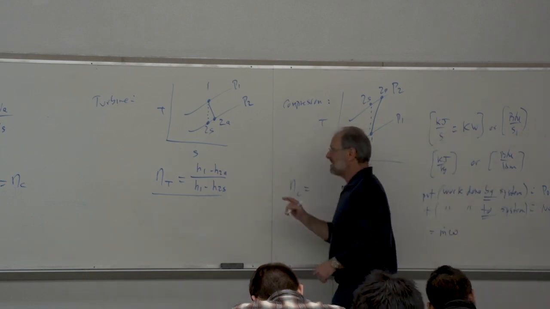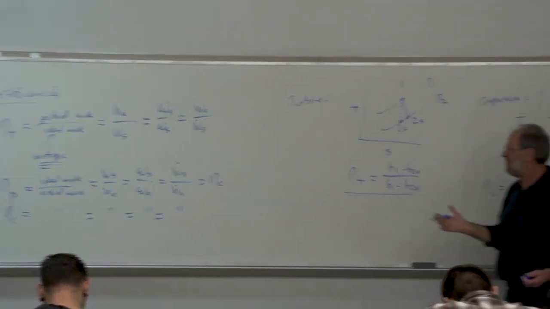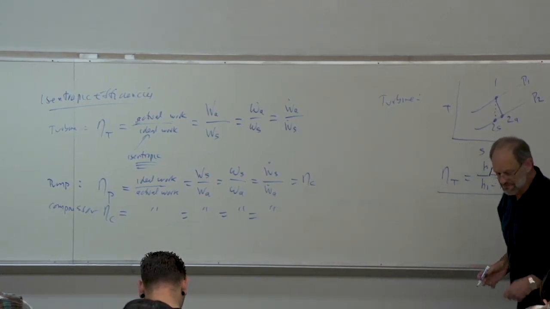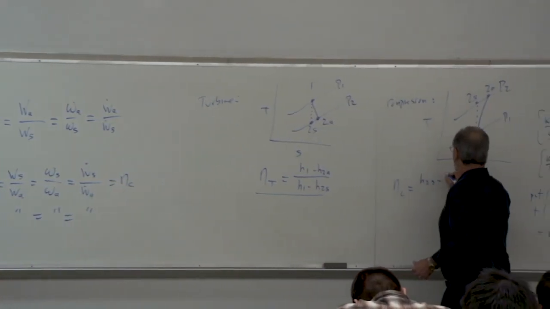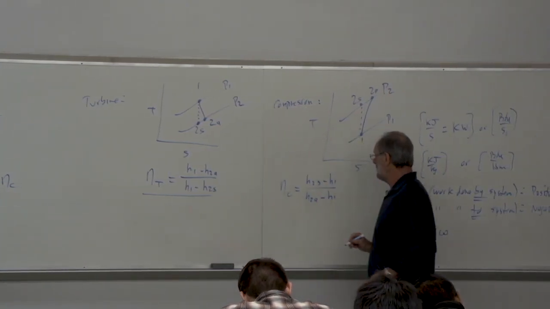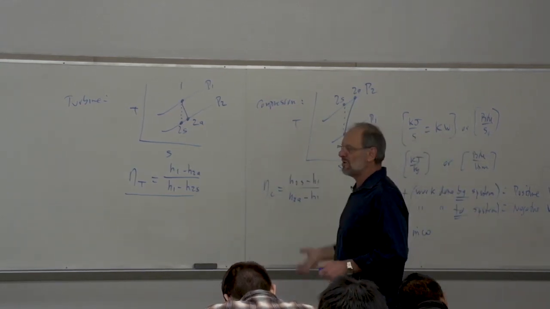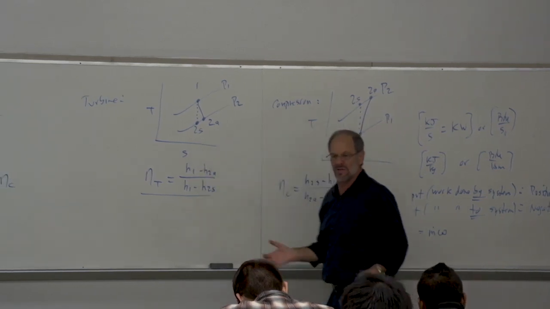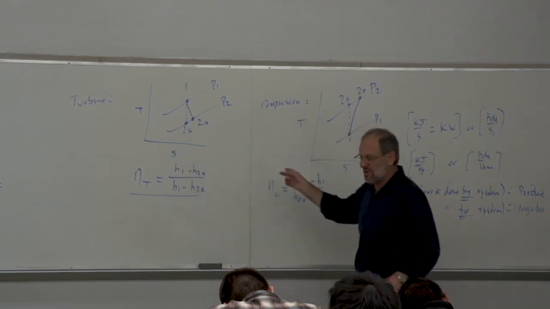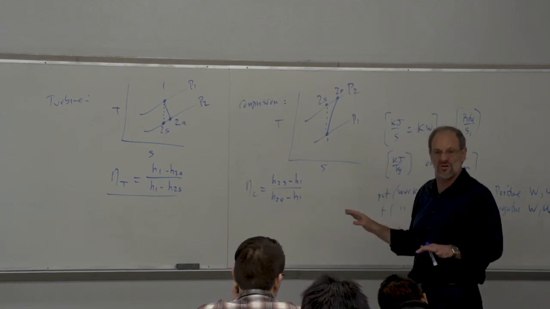The isentropic efficiency of the compressor is the ideal over the actual. So the numerator will be H2s minus H1, and the denominator is going to be H2 actual minus H1. And again, I could have written this as total enthalpies. I could have written this as rate equations, like m dot times H1 minus H2 in the numerator, and m dot times H1 minus H2s in the denominator. I'm just not going to do that.